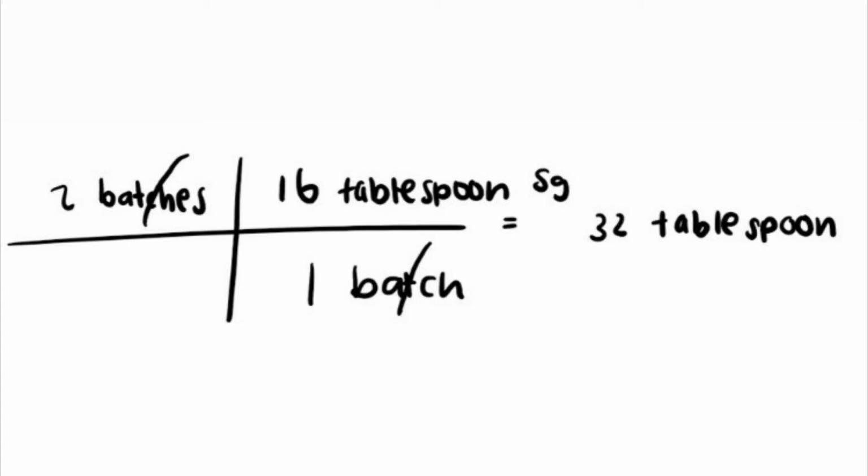Then for what we don't want, we put 1 batch because we know 1 batch won't be enough to serve 2 per person because it makes 30. Then we put 16 tablespoons of sugar in the what I want because we're trying to double the amount of sugar and find the accurate ratio of sugar to the rest of the ingredients. Since the unit batches cancel out, you do 2 times 16, which equals 32 tablespoons of sugar.